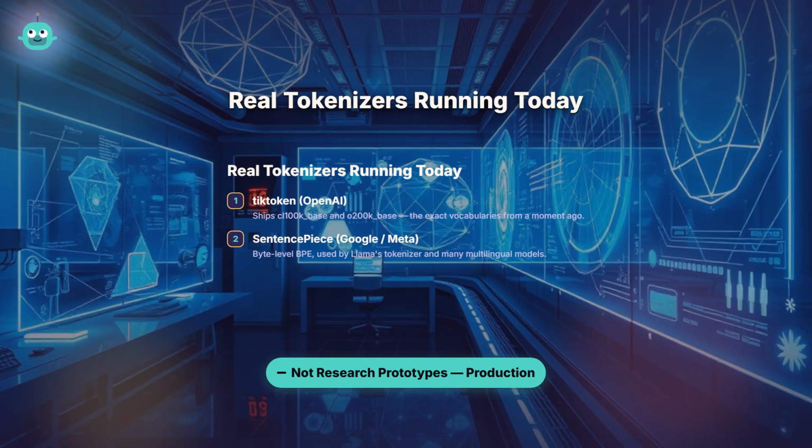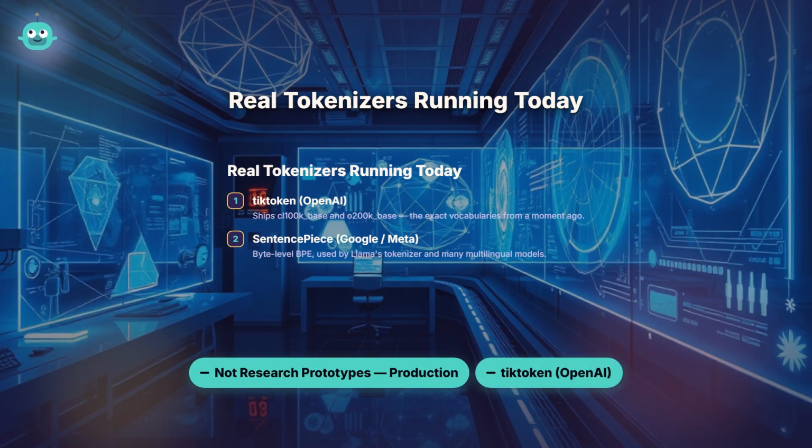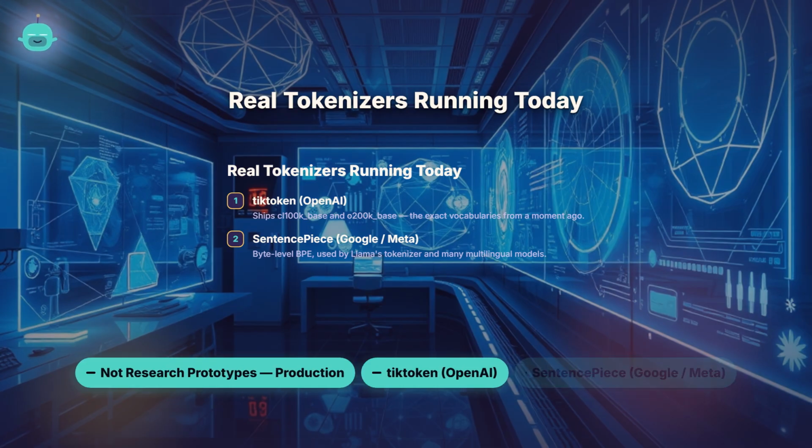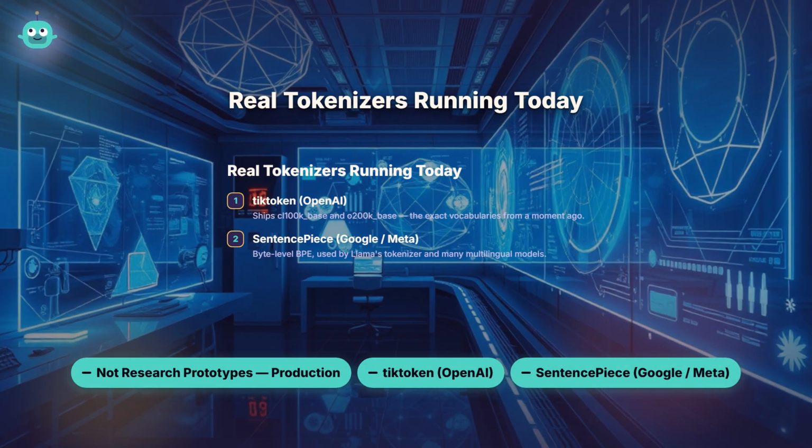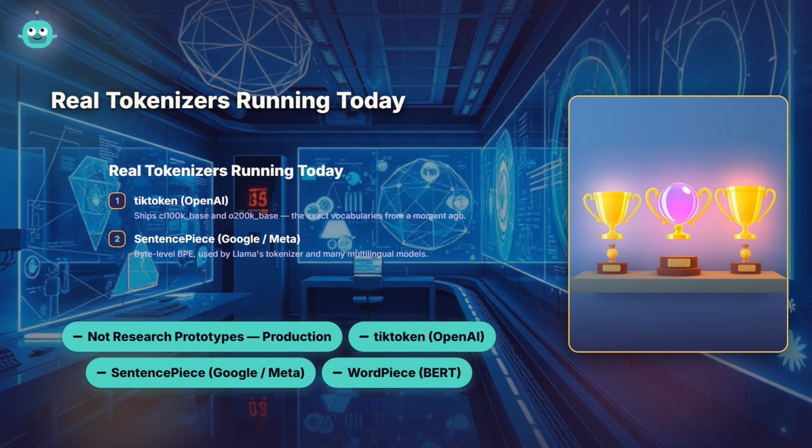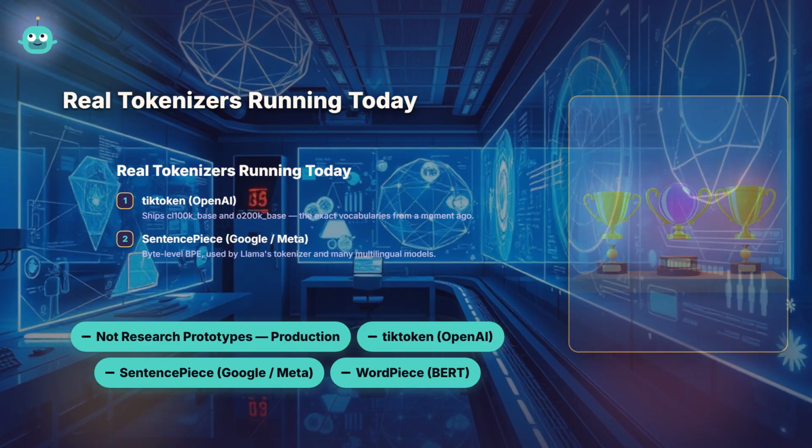This all runs in real, named libraries, not research prototypes. OpenAI's tiktoken library is what actually implements cl100k_base and o200k_base. Meta's Llama models use a byte-level BPE tokenizer built on Google's SentencePiece framework. BERT from Google used a close cousin called WordPiece. Same spirit, slightly different merge rule. All chasing the same bigger vocabulary trend, but is bigger actually free?